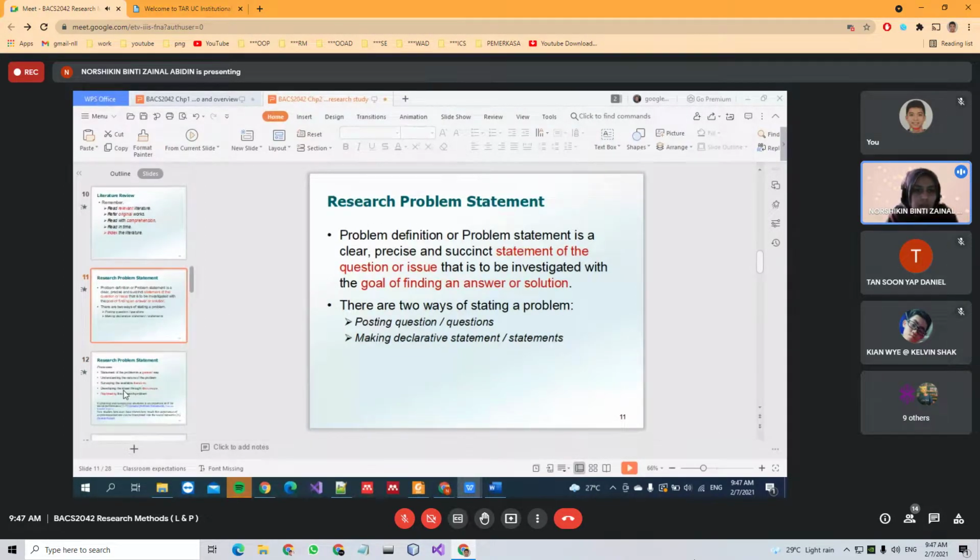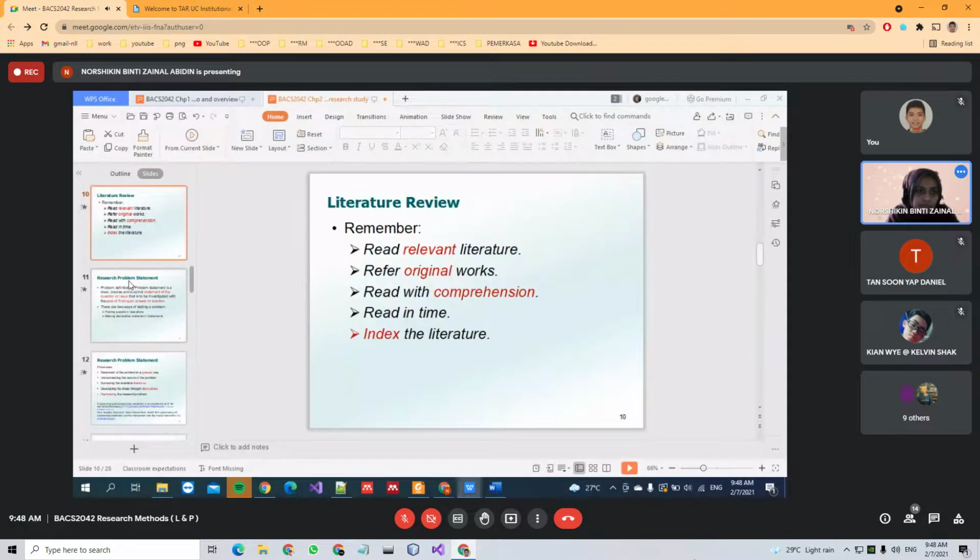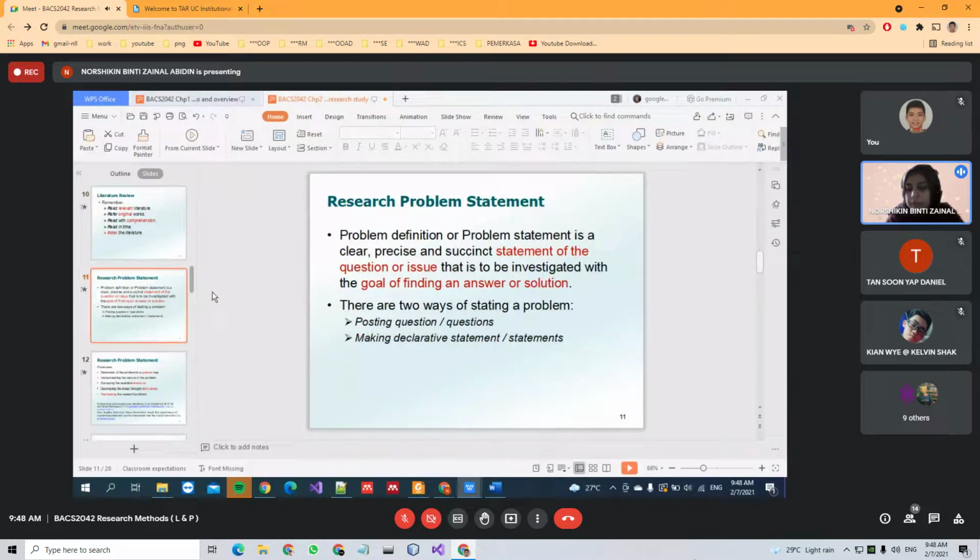And then we have PS. PS is a problem statement. Okay. So what is a problem statement? A problem statement is a clear and precise statement of the question or issue to be investigated to find an answer. So a problem statement is a complete and precise statement of your issue.